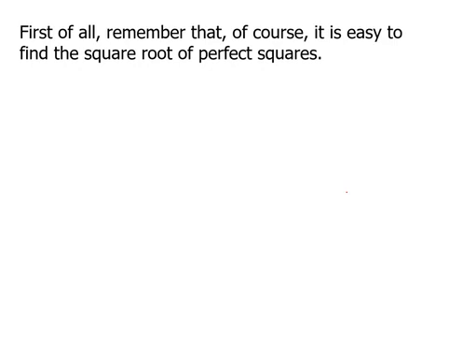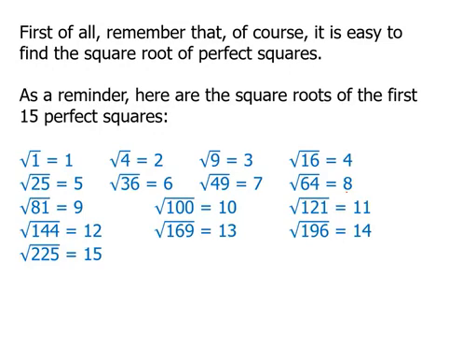First of all, remember, it is easy to find the square root of perfect squares. As a reminder, here are the square roots of the first 15 perfect squares. So square root of 49, we're asking what number do we multiply by itself to get 49, and of course the answer to that is 7. And similarly for all of these. And these are just good numbers to know.